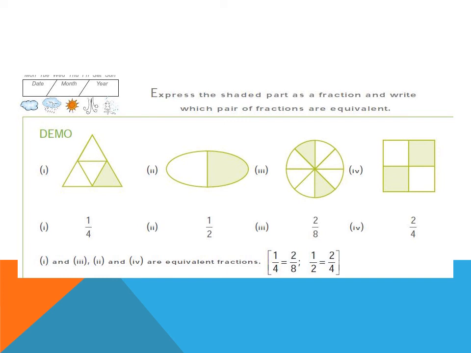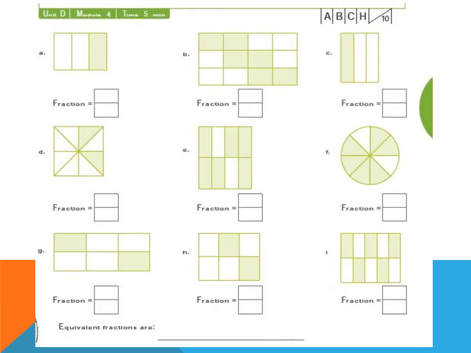Again 2 and 4 are equivalent fractions because 2 is 1 by 2 and number 4 is 2 by 4. Again, if we simplify 2 by 4 into its lowest term, we will get 1 by 2. So 2 and 4 are equivalent fractions. In the same way, do all the problems in module number 4. I'll show you the answers at the last of the video.